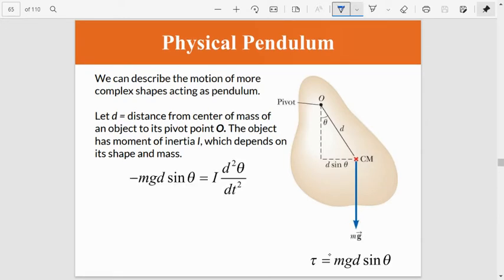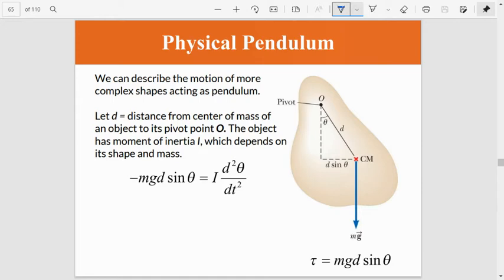The restoring torque is in fact the horizontal component of the weight times the horizontal distance to the pivot point, right? That's the definition of torque. It's a cross product between the force and the distance to the pivot point. And at the same time, if you recall the rotational equivalent of Newton's second law, this torque is then equal to the moment of inertia times the angular acceleration.